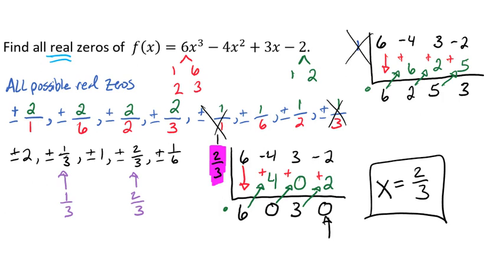Now, something I want to point out really quick is that the list we made isn't just all possible real zeros. This is actually all possible rational zeros. So it's a little bit more specific, because you could still end up getting a 0 of the square root of 2 or the square root of 5. And so this list is strictly just the rational zeros.